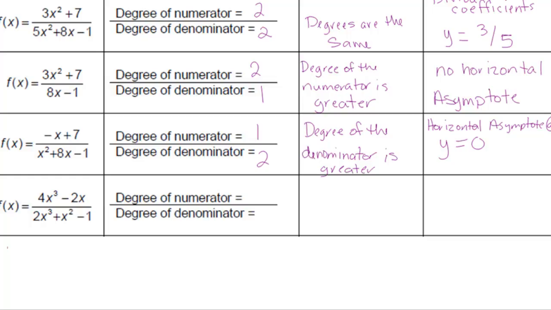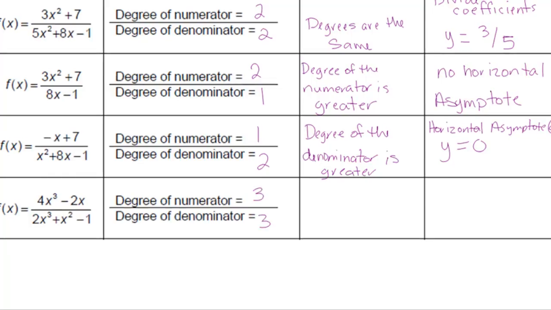Now let's try the last one. 4x to the third minus 2x. Even though we see 2 variables, we only take the biggest power, the biggest degree, and we see that it's the 3. We look at the denominator, 2x to the third plus 2x minus 1, the power, the degree, will be 3. We compare them and they're the same.